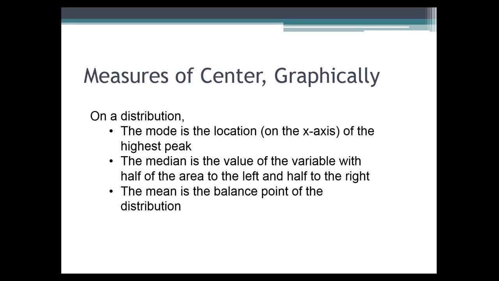So now let's talk about measures of center when you look at them graphically. So the mid-range we don't care about graphically, what we're looking at here is the mode, the mean, and the median. So if you look at a distribution, basically a histogram, the mode is going to be where the highest peak is on the graph. The median is going to be the value of the variable where you've got half of the area to the left and half to the right. And the mean is the balance point of the distribution.